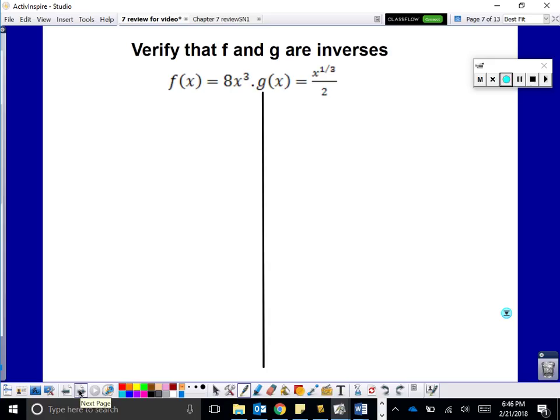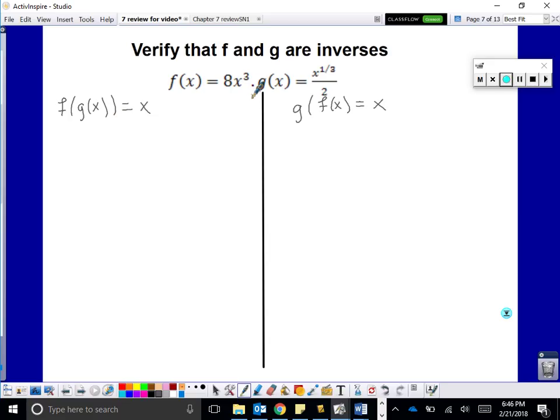Verifying that f and g are inverses. If you remember what we had to do here, we had to say that f of g of x equals x, and the other way, g of f of x equals x. Now, I will tell you right now, you aren't going to see a verify problem on the test. However, doing these compositions, you definitely will see. Okay, so it's that piece of the problem that we're really practicing here.